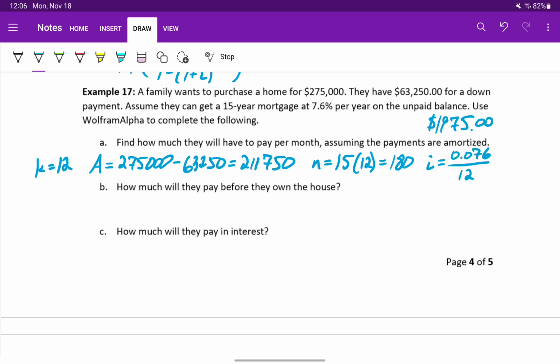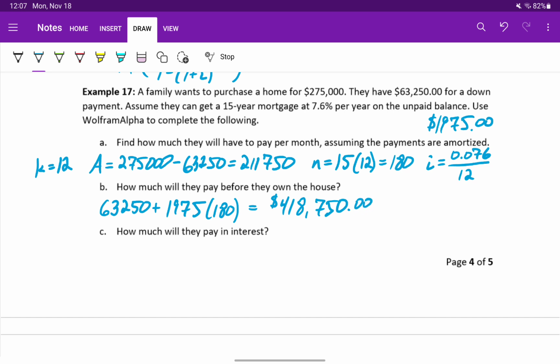Then we're asked in part B, how much will they pay before they own the house? So we take the original amount, $63,250, plus the $1,975 that they'll pay in 180 equal installments, to get a total of $418,750.